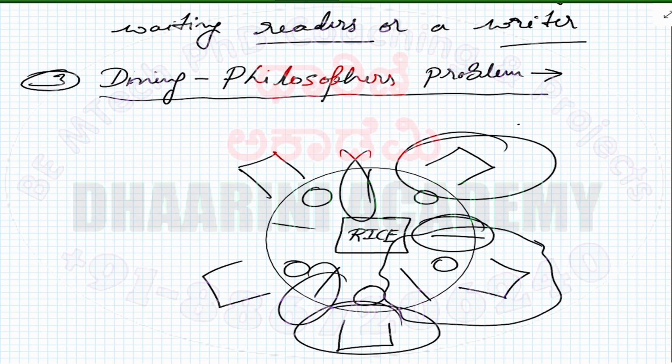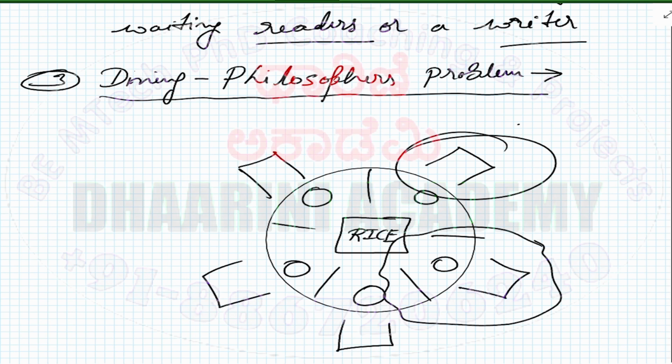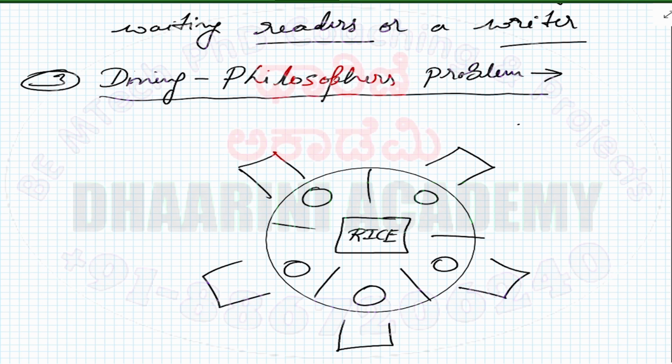We will be able to decide the solution of this problem by using semaphores once again, because semaphores are a very good solution for synchronization issues, and we will see in the next class how semaphores help in solving this particular problem. Okay, by using the semaphores we will be able to solve this problem.